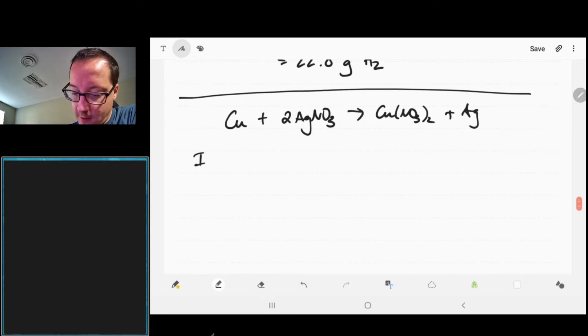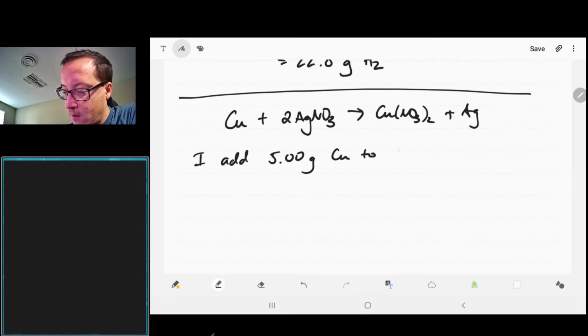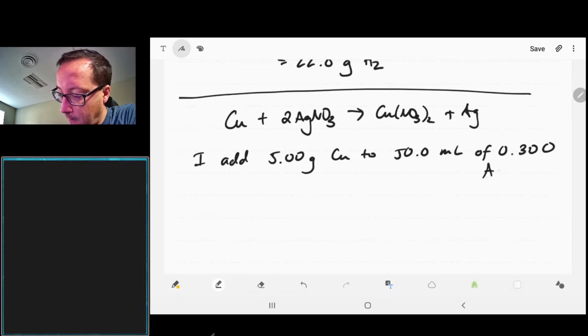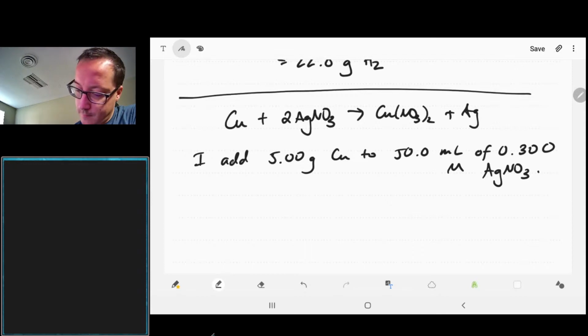Alrighty. I add 5 grams of copper to 50 mL of 0.30 molar. I guess I'll give it one more sig fig. Part A.